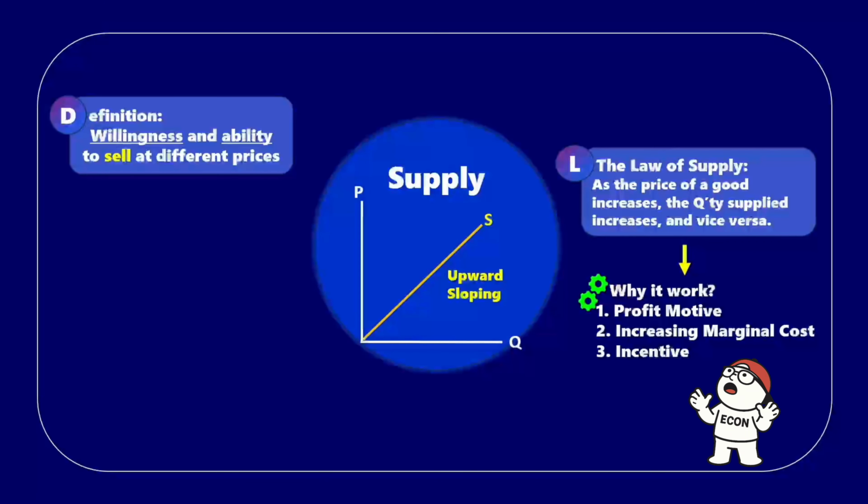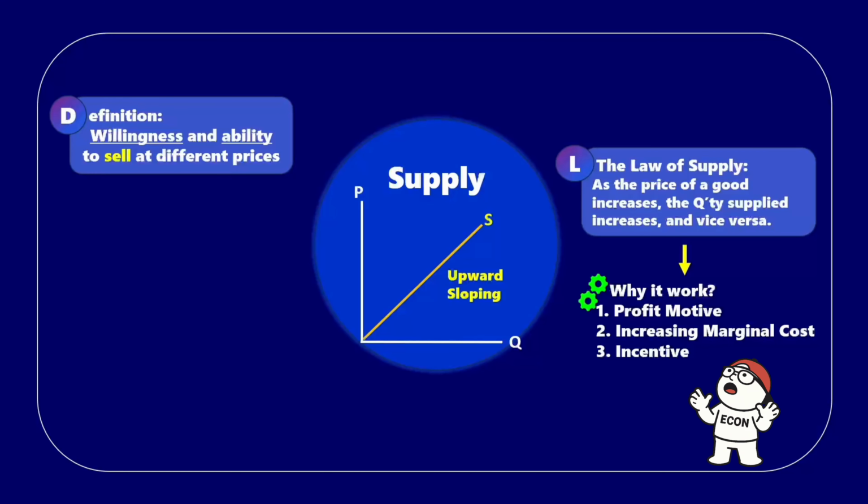First, it's the profit motive. Higher prices mean higher potential profit, so firms want to produce more. And secondly, it's the increasing marginal cost. To produce more, firms must use less efficient resources, which raises costs over time. And third, it's incentives. Higher prices attract more production effort and sometimes more sellers.